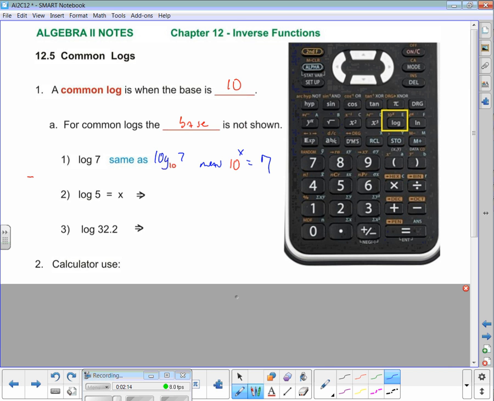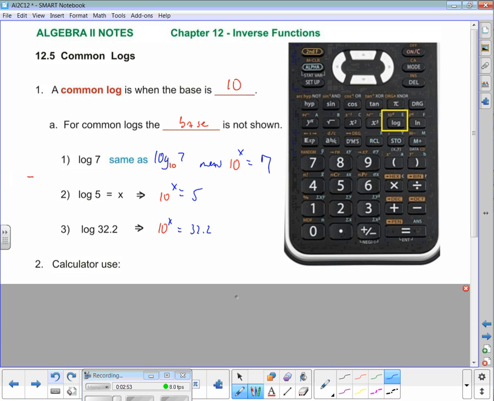Because 10 to the first is 10, so we've got to go less than 10, something like that. All right, so again, just make sure that you understand that that base is not shown. All right, so what's number 2? Number 2 is, again, base 10 to the x equals 5. What is number 3? Again, base 10 to the x, or y, or whatever, equals 32.2.